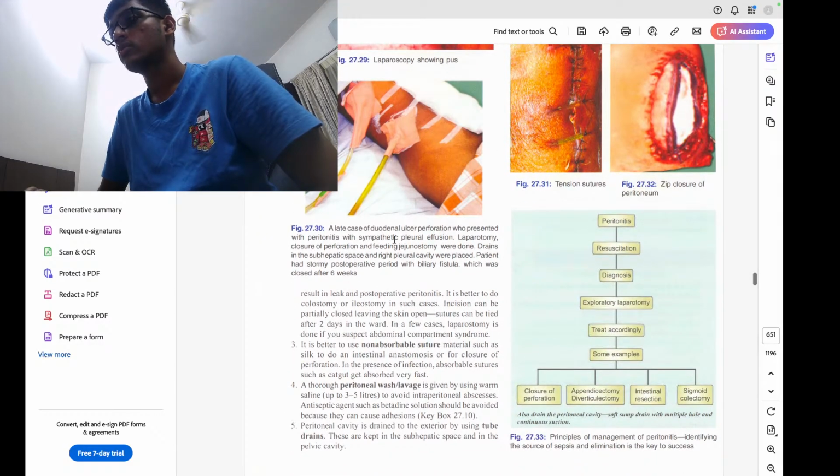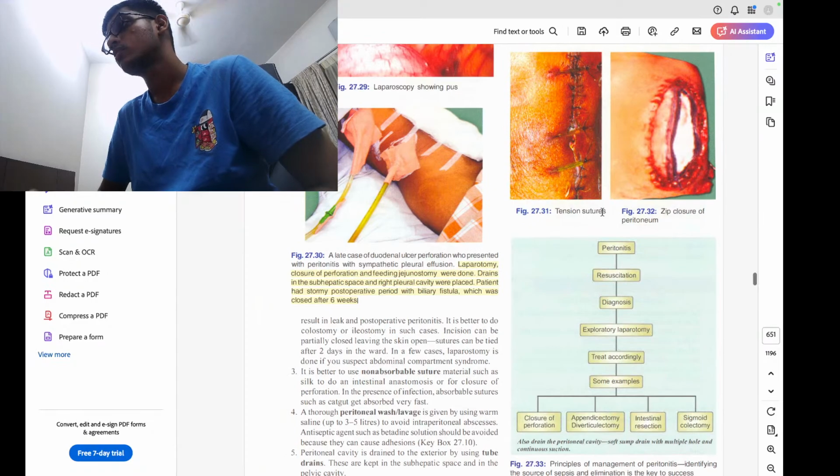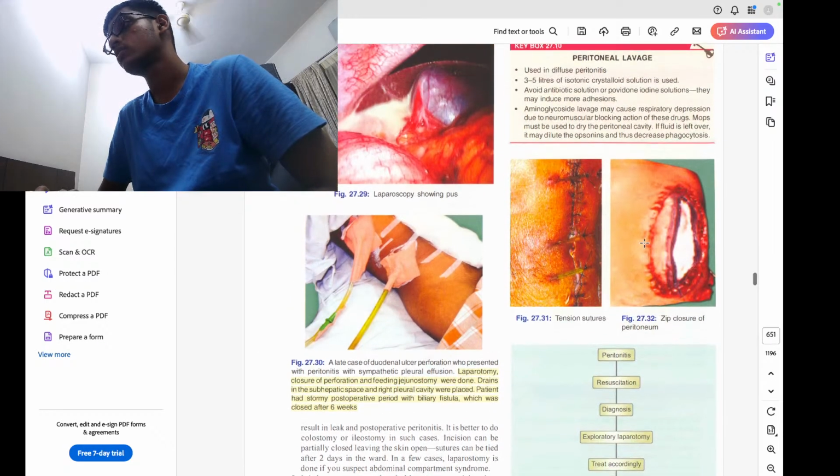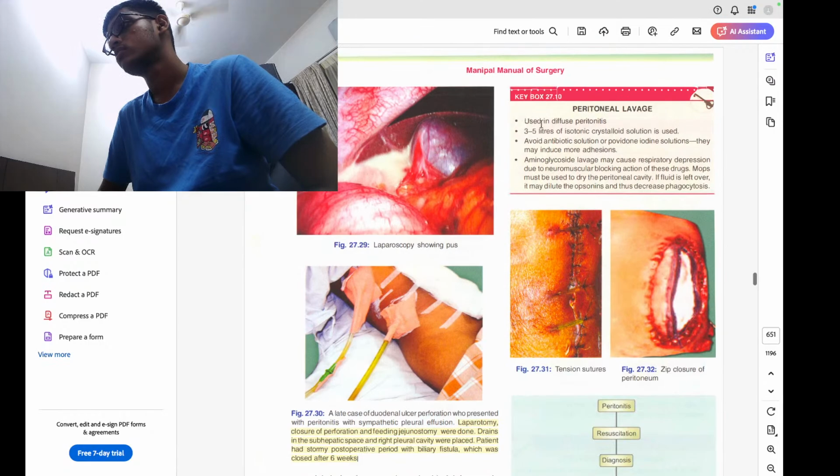Patients present with peritonitis: laparotomy, closure of perforation, feeding jejunostomy done. Place the stomach tube after the first day. Closure of the peritoneum can be done. Used in diffuse peritonitis.